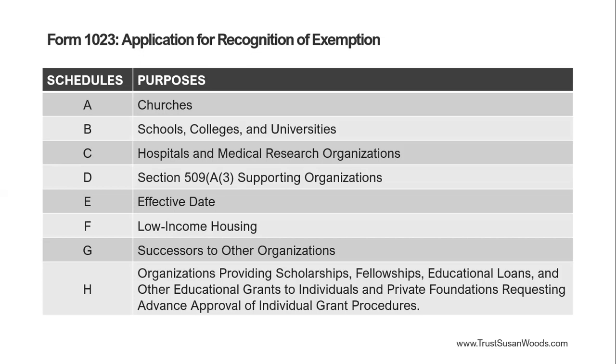If you're planning to provide some type of scholarship for students to go to college or whatever the case may be, then you will complete a Schedule H. That's additional work that you will have to complete to submit your application for recognition of exemption if you are starting an organization for one of these purposes on the screen here.